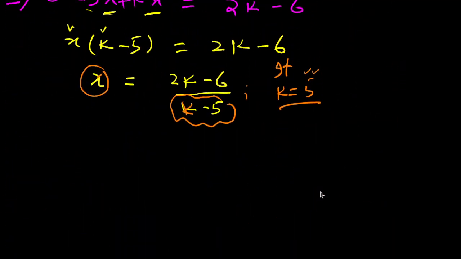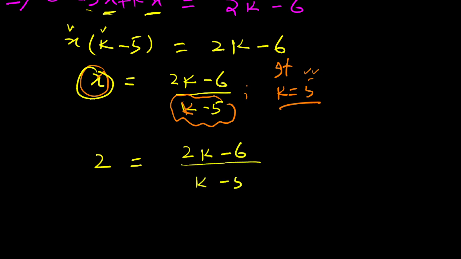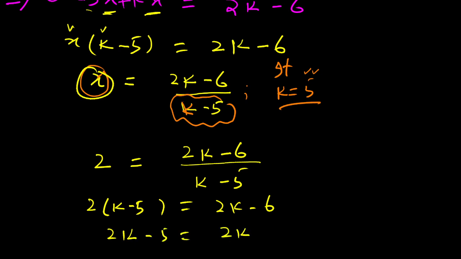When you take x equal to 2, you have to find out whether there is any k. If there is any k which produces the value of x equal to 2, we will say that for that k the given expression has no solution. So on multiplying by k minus 5 on both sides to get rid of the fraction again, 2 into k minus 5 is equal to 2k minus 6. So 2k minus 10 is equal to 2k minus 6.